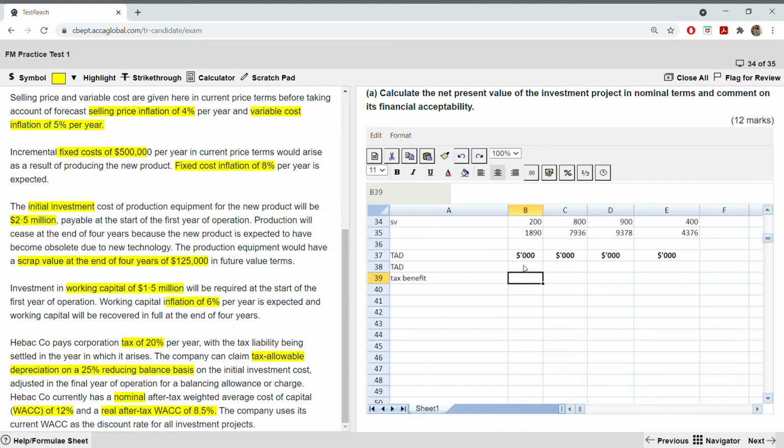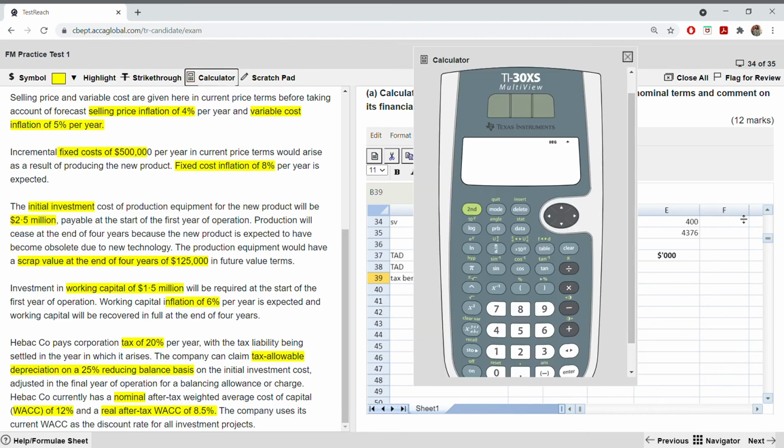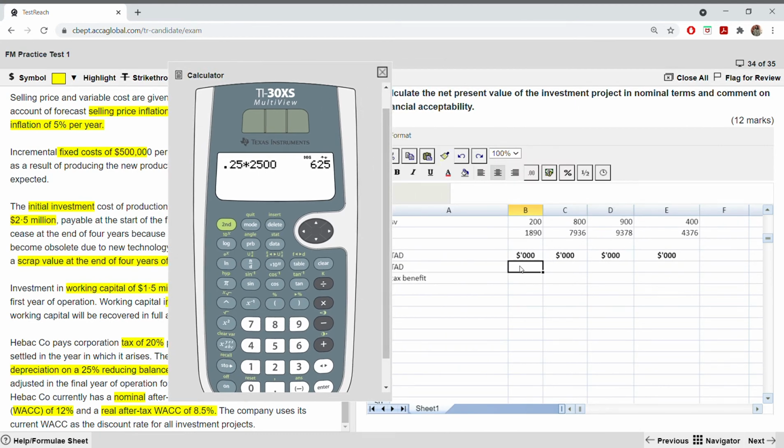So here, how are you getting it? On reducing balance basis. Okay. Tax allowable depreciation is 25% on reducing balance basis on initial investment cost. What is the initial investment cost? It was 2.5 million. So 25% on 2.5 million. Okay, you can use a calculator to find that. 25% on 2.5 million or 2,500, because you are dropping down the 3 zeros. So enter. It is 625. We'll keep the calculator here. 625.